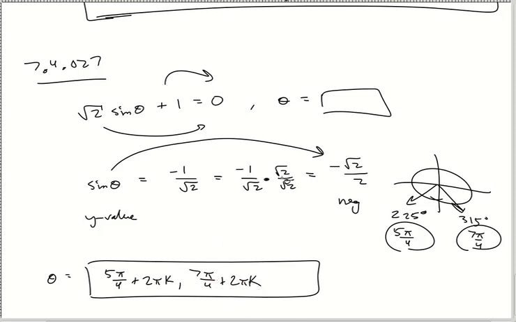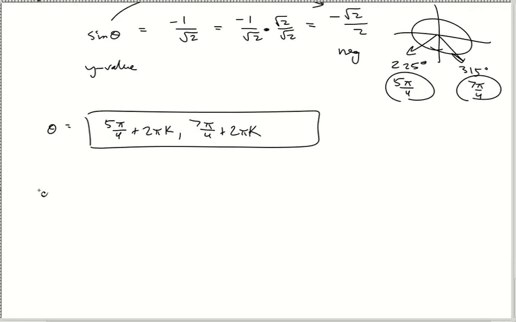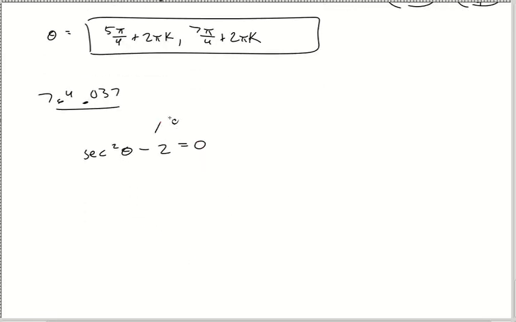Again, just simplify it, do a little bit of math here, and you can see that basically you have what you really thought the whole time. Next one, 74037. So I've got secant squared theta minus 2 equals 0. So first off, move the 2 over, right?